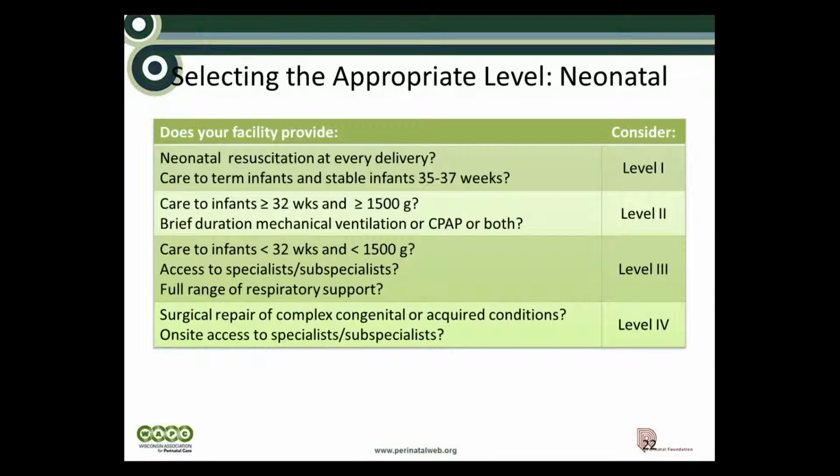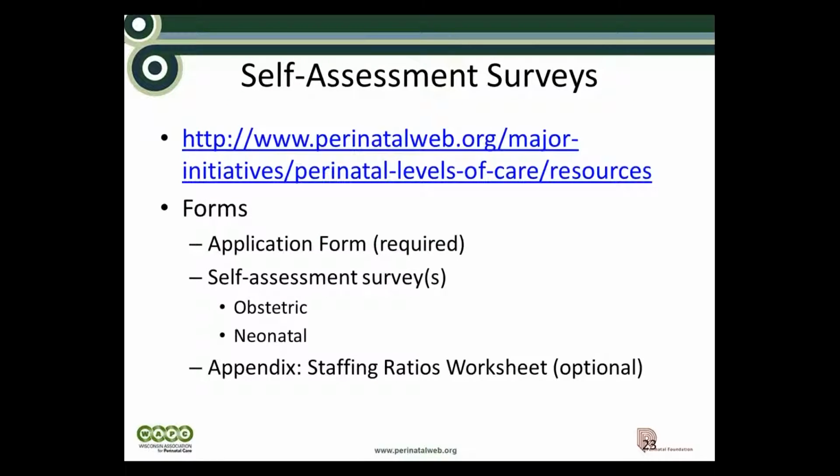Is there access to specialists and subspecialists, either on-site or by telephone or by telemedicine? Is there a full range of respiratory support? And finally, for level 4, can surgical repairs of complex congenital or acquired conditions be met on-site? Is there on-site access to specialists and subspecialists? If yes, that's a good reason to look at the level 4 neonatal services.